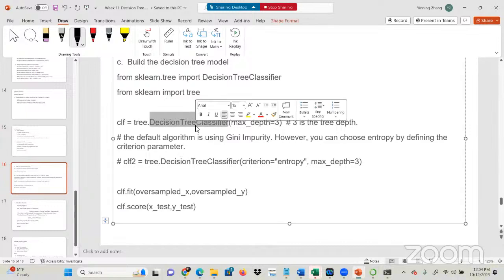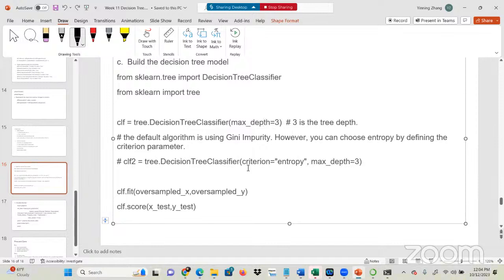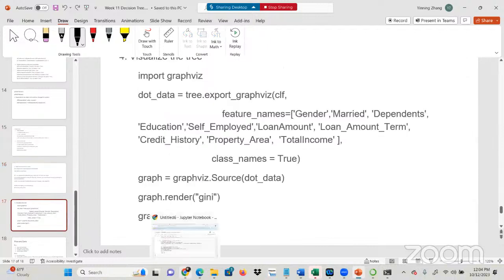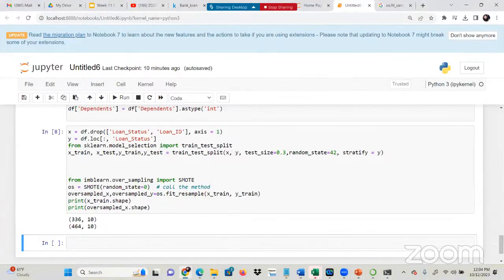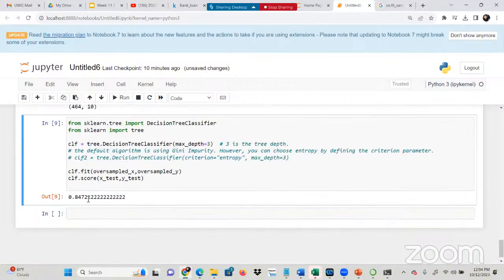Here in this model, we choose the depth as 3, and then we use this model to fit the data x, y, and then you will get the result. Okay, so just copy the code. So the accuracy we got is 0.84.